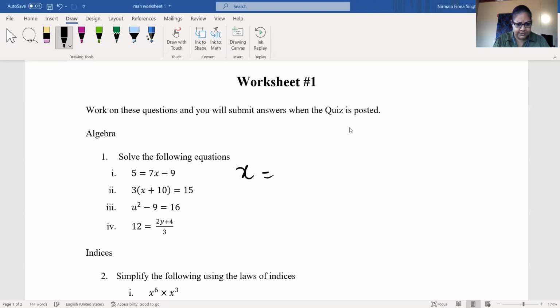7x is equal to 2. x is equal to -5. If you all have done it and you want to check your answers, u is equal to 5 and y is equal to 16.